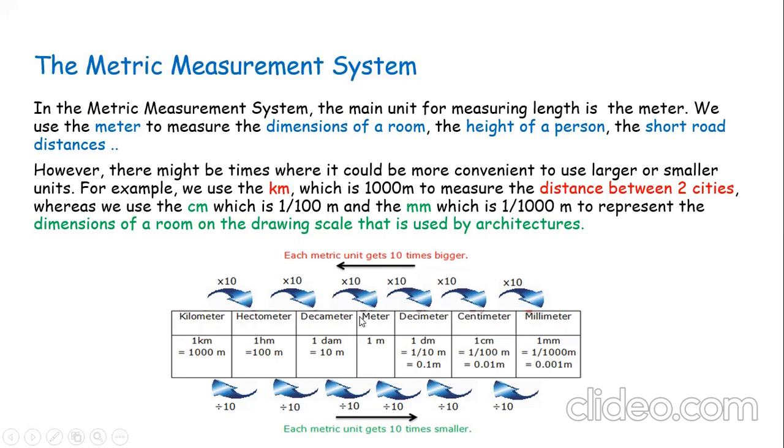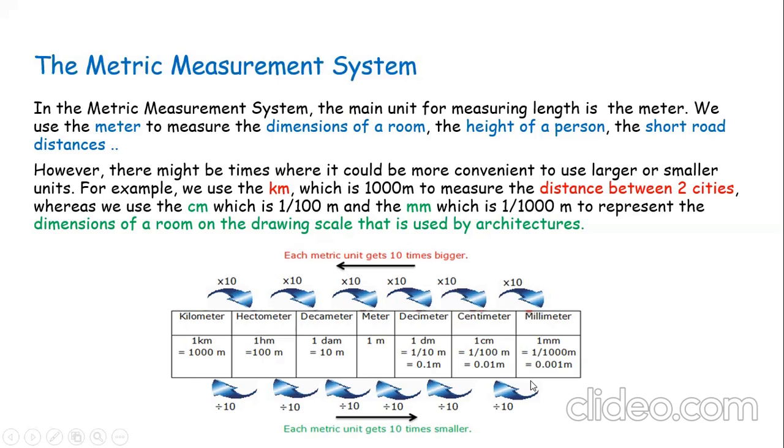So here, in order to move from meter to centimeter, we have first to move from meter to decimeter, multiplying by 10, and then another time from decimeter to centimeter, multiplying by 10. So in order to move from meter to centimeter, it means that we have to multiply by 100 or by 10 to the power of 2.